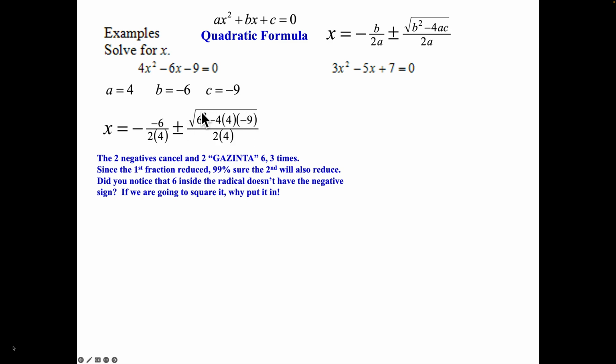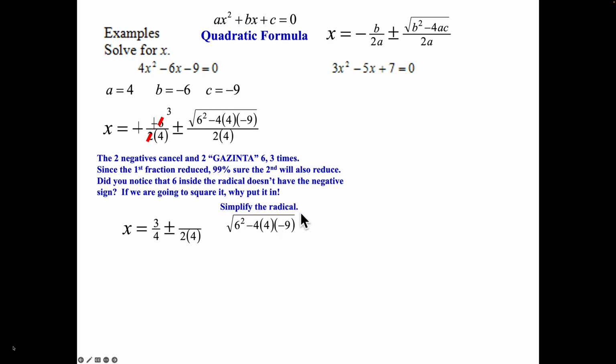99% of the time, then the second fraction is going to reduce. So therefore, we're probably going to want to work this off to the side to simplify this radical to see what we can cancel. So make my two negatives a positive. 2 goes into 6 3 times. I now have 3/4 plus or minus. Like I said, we're going to take this big radical and we're going to simplify it.